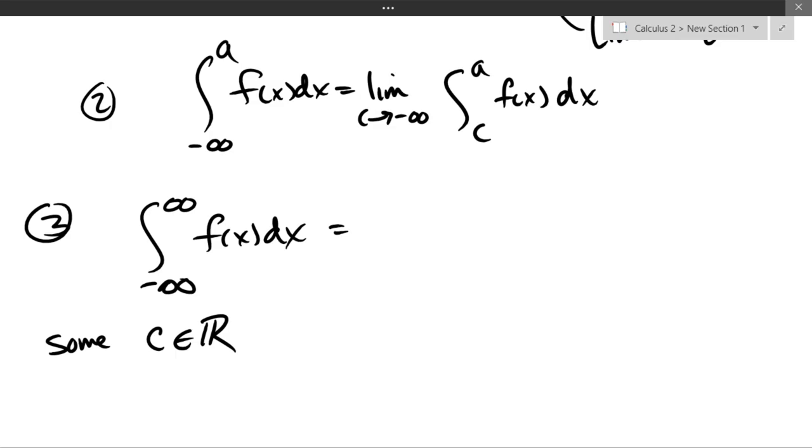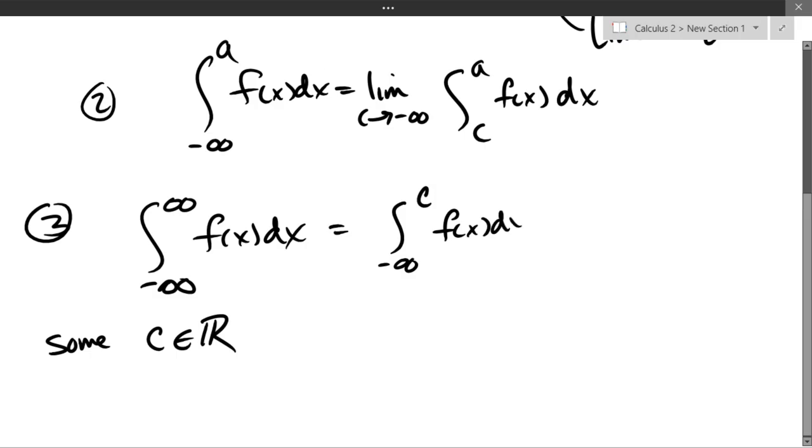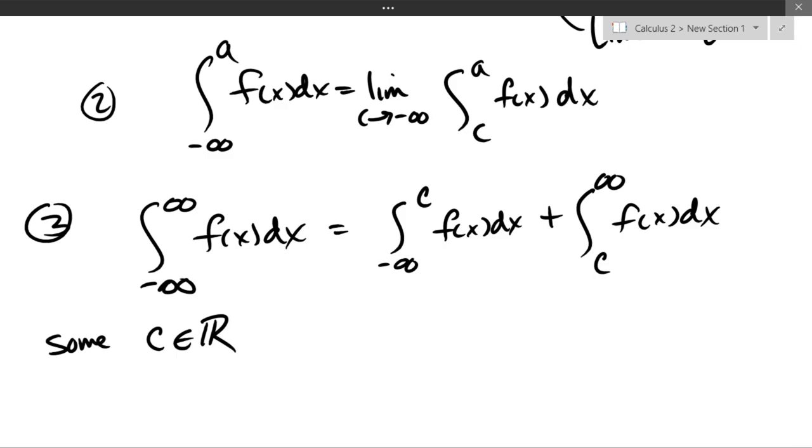0 is very good. So we'll go integral negative infinity to the number c, f of x dx, plus integral, start back at c, go to infinity, f of x dx. So you would basically have one of each form. So you choose some number c. A good choice generally is 0.